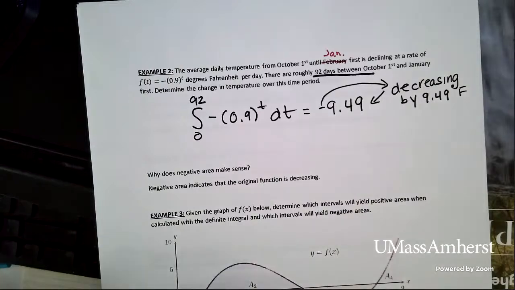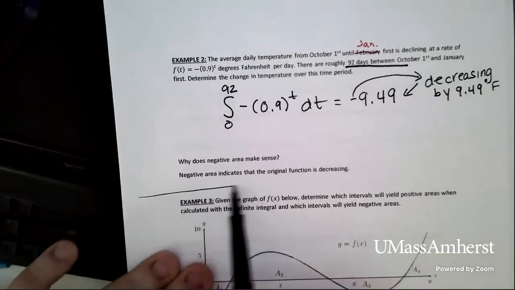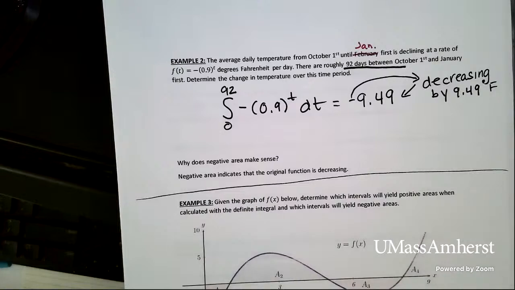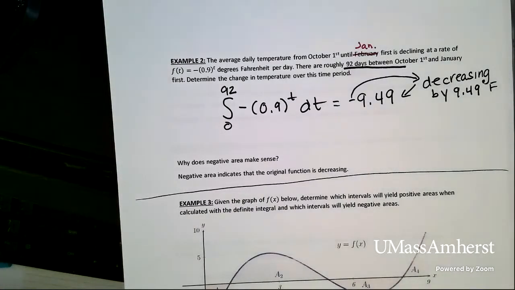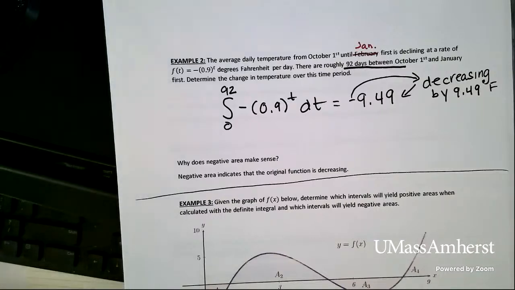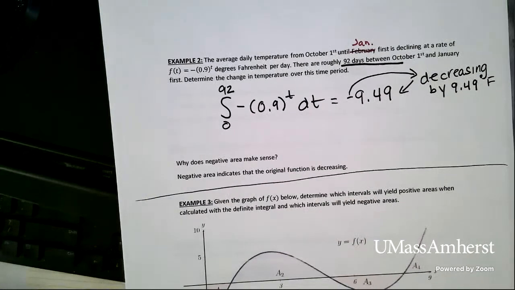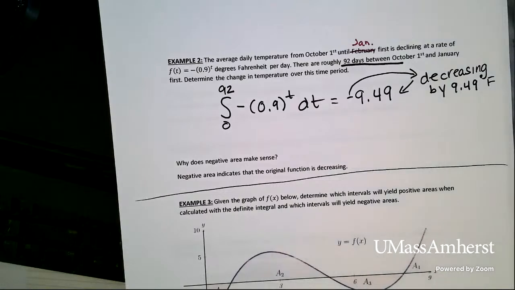Okay, so we're going to stop here, and what we're going to look at next time is what happens if we have some area that's positive and some area that's negative. How do we deal with that, and how do we interpret those types of results? Okay, so try out some of this homework, and we will pick this up on Thursday.